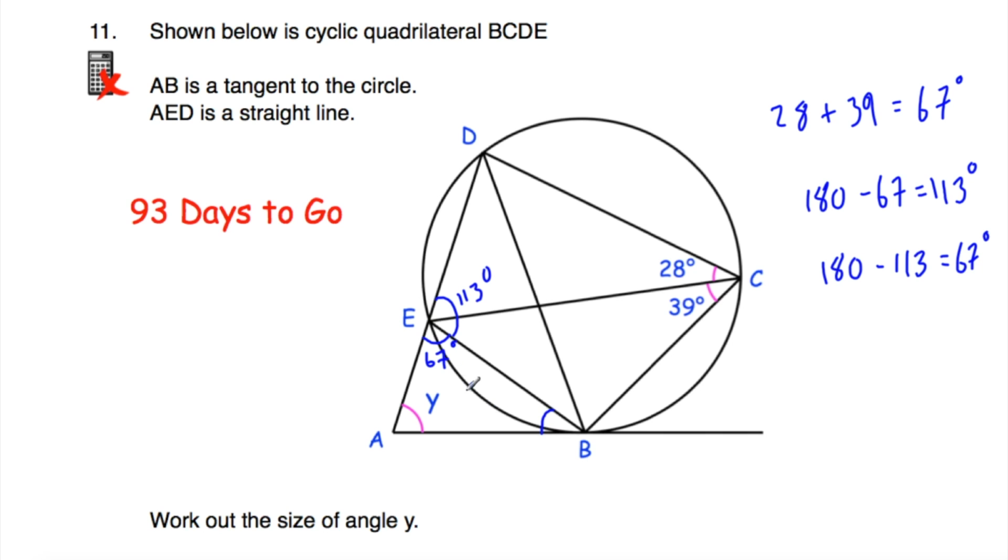If we can find the size of that angle, then we've got a triangle and we can find the size of y really easily. Now if we have a look here, this is a tangent and we've got a triangle BEC. So that means that this angle, using alternate segment theorem, is equal to 39. So this angle is equal to 39 degrees.